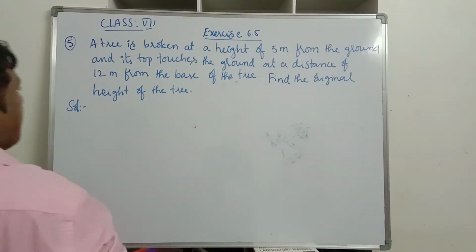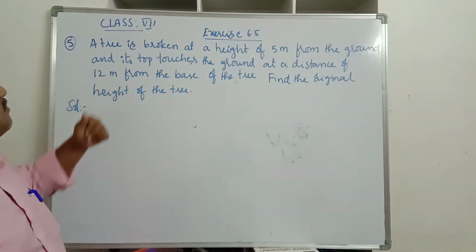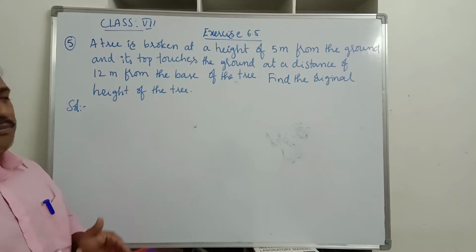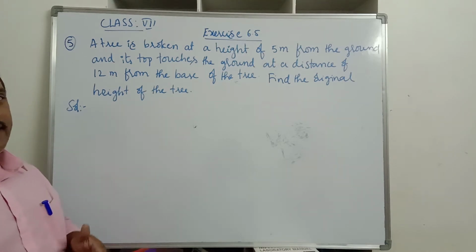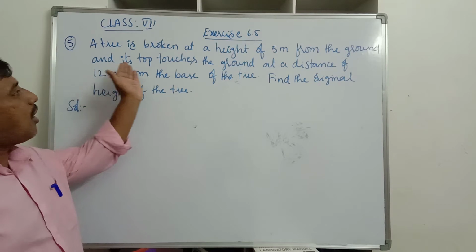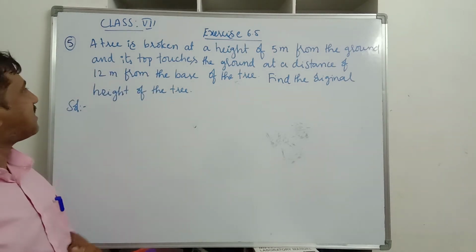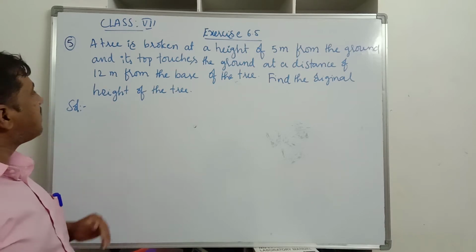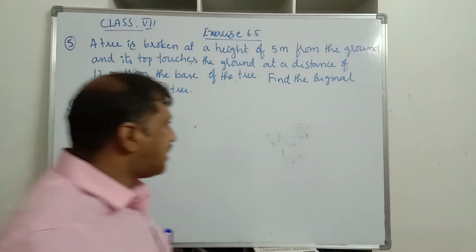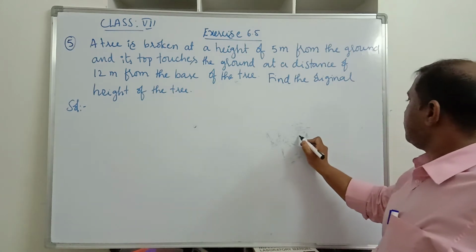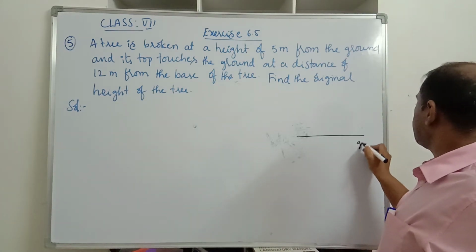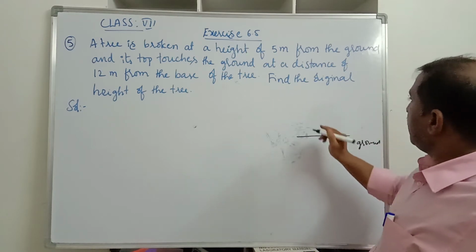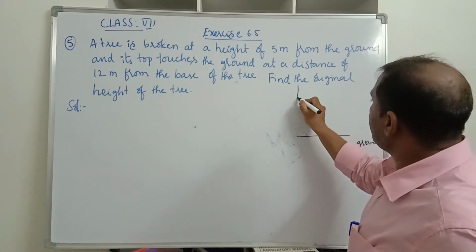Now we'll discuss the fifth question. A tree is broken at a height of 5 meters from the ground. So at which part is it broken? 5 meters height from the ground, and its top touches the ground at a distance of 12 meters from the base of the tree. Find the original height of the tree. See, draw a rough diagram. Let this be the ground. You take this as the ground, and this is the original height of the tree.